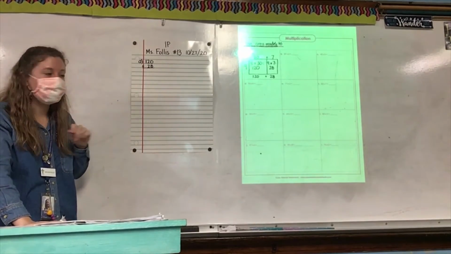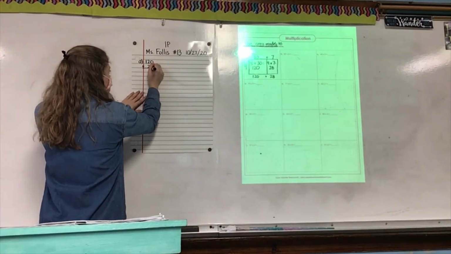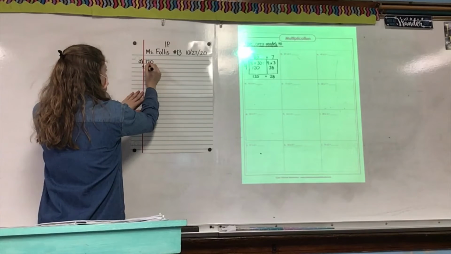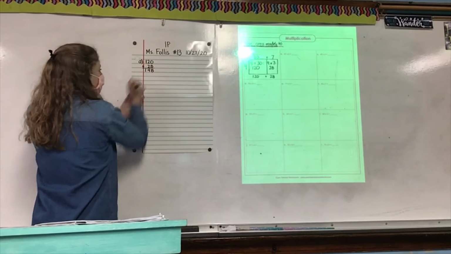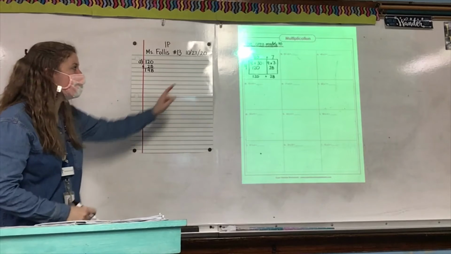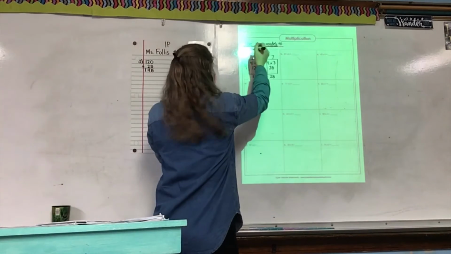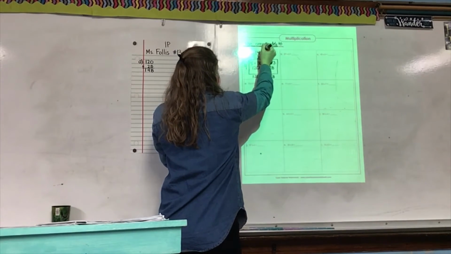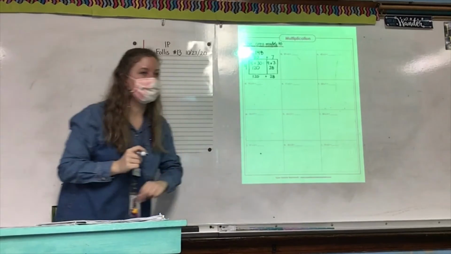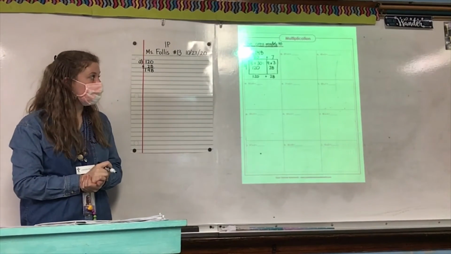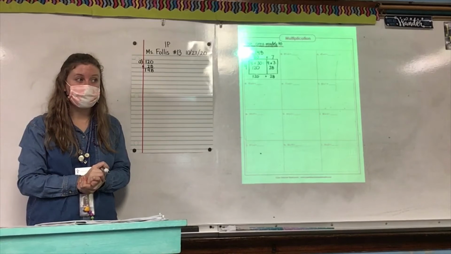Now I'm going to add. 0 plus 8 is 8. 2 plus 2 is 4. 1 plus nothing is 1. Which means that 37 times 4 is 148. Is everybody with me?